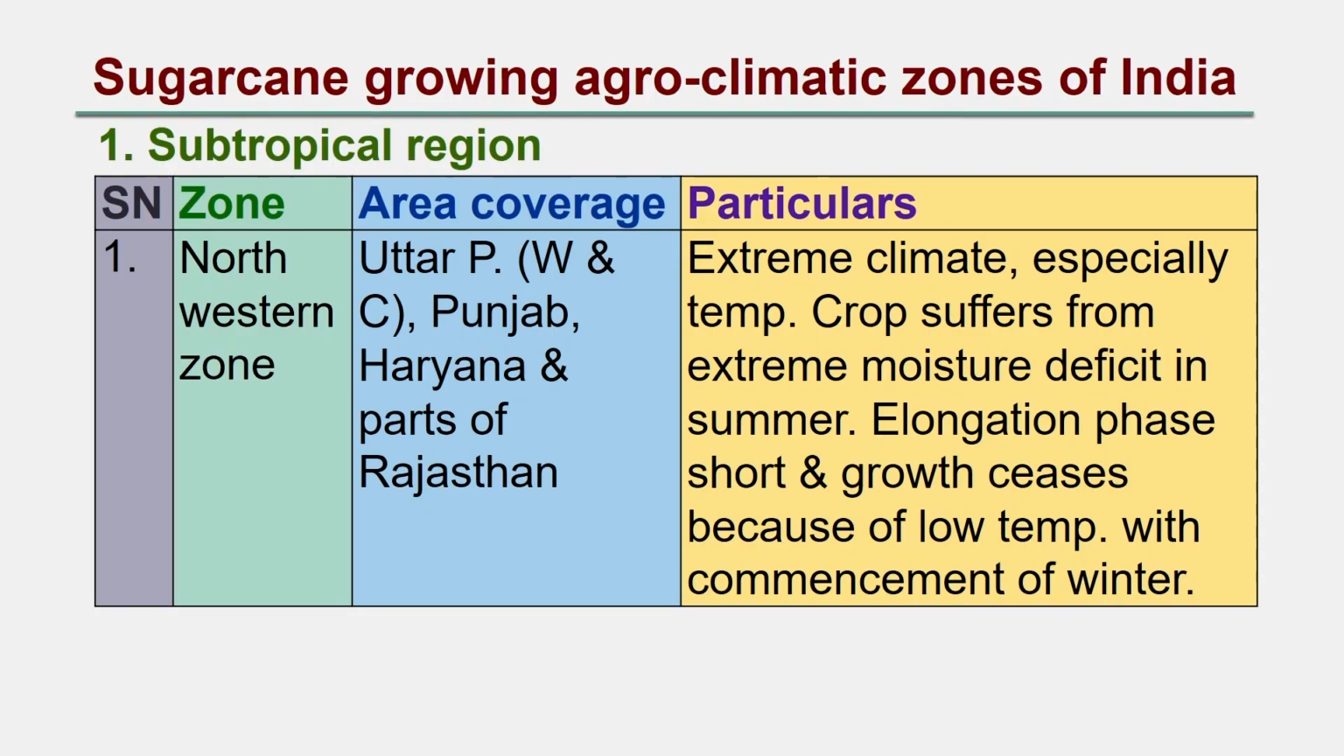Now you can see details of the zone. Northwestern zone, it includes Uttar Pradesh, western and central UP, Punjab, Haryana and parts of Rajasthan. Just now you have seen in the map. And what are the particulars here? Extreme climate, especially temperature. Crop suffers from extreme moisture deficit in summer. Elongation phase short and growth ceases because of low temperature with commencement of winter.